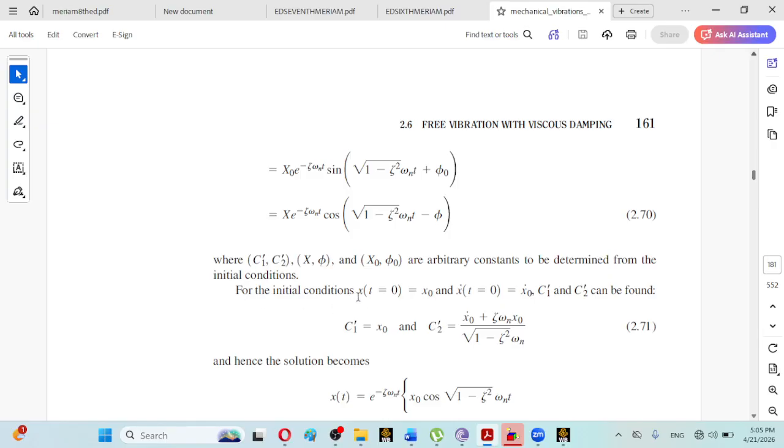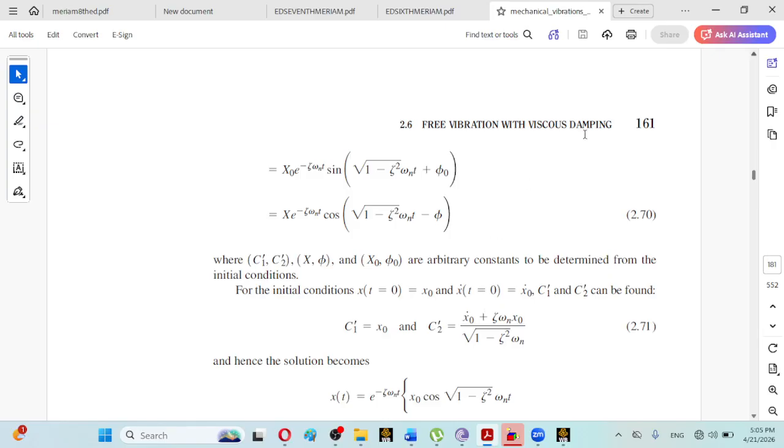So the initial conditions we are familiar with. This has been explained many times at the start of this chapter while we were deriving these equations for the undamped oscillations, so students can consult that lecture from previous days. Here the initial boundary conditions are used: at time 0 the initial displacement is x naught, and at time 0 the initial velocity of the mass is x dot naught.